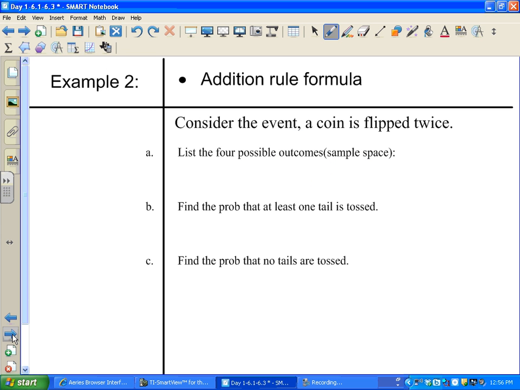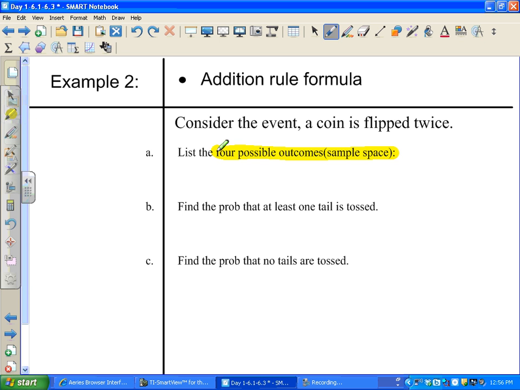All right, next up, we're looking at flipping a coin. The list of all possible outcomes, another vocabulary word for you, is called sample space. Sample space is the possible outcomes. Consider the event a coin is flipped twice. Coins have what? Two sides. One of them's a head and the other one's a tail. All right, so we're flipping the coin.